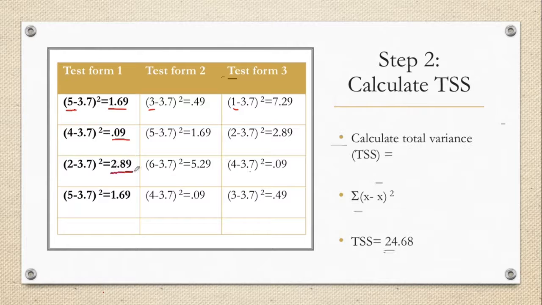and you're going to get something like you see here for each of these test forms. Okay, so step 1, you're going to get all of those, and once you get all of these squares, you're going to add them all up, which actually leads you to a total sum of squares of 24.68.